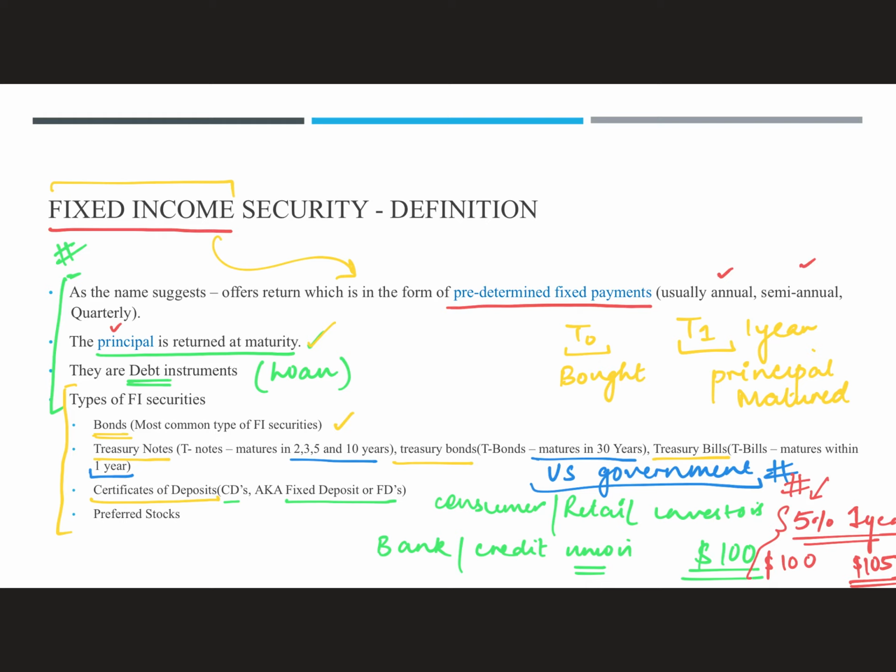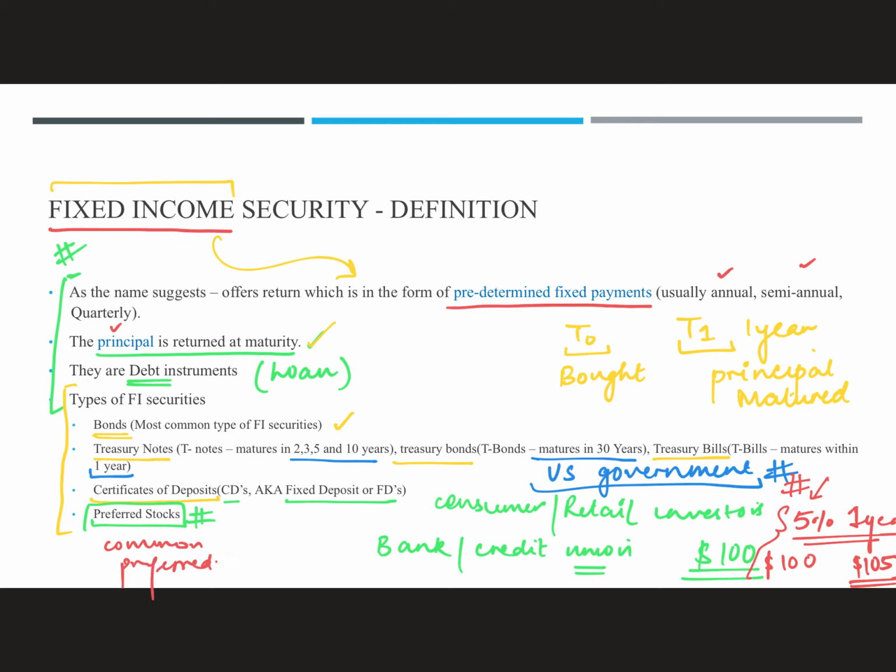Then another common type is called preferred stocks. A lot of you, when you hear about preferred stocks, might say, well, stocks don't give you a fixed payment, so to speak. So why are they called a fixed income security? Then I would like to highlight that there are broadly two types of stocks. There are common stocks, and then there are preferred stocks.